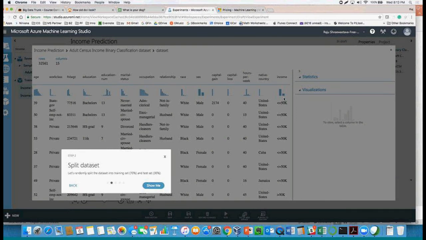Supervised. They're available. The trained information is already there. It's saying for these 32,000, we know the answer, right? These 32,000, we know the answer. Now, I didn't teach you one thing, which is called splitting the data.